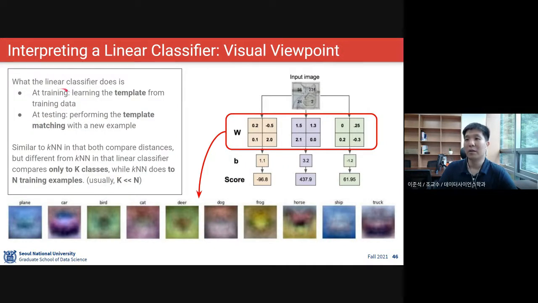Here I mentioned that at training, we learn this template from the training data, and at testing time, we perform template matching on the new examples. And we can compare k nearest neighbors and this linear classifier. In k nearest neighbor, we compare against all the training examples, which is n. But here, we compare against the number of classes, or the number of templates, which is k. Here, we were using 10, but n can be millions or billions. So usually k is much smaller than n, so it's much more efficient to use this linear classifier than k nearest neighbors.